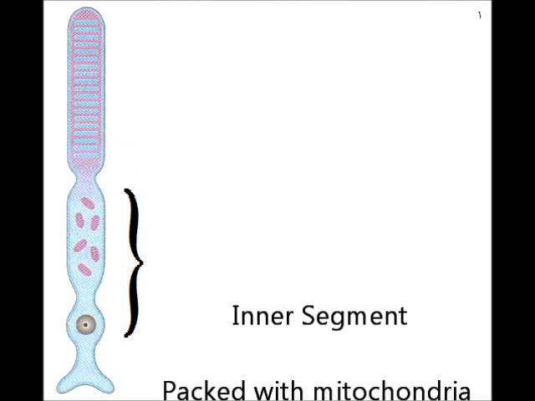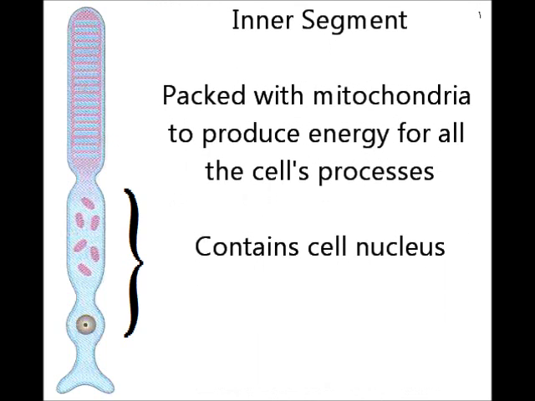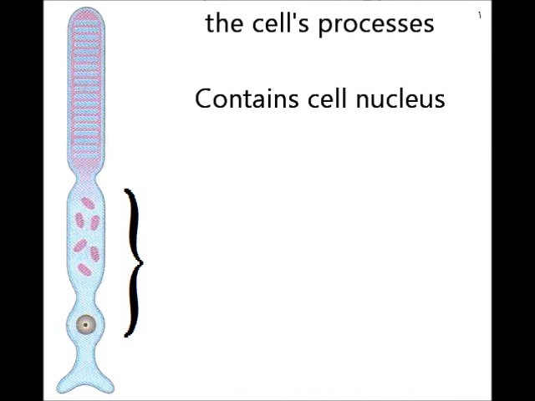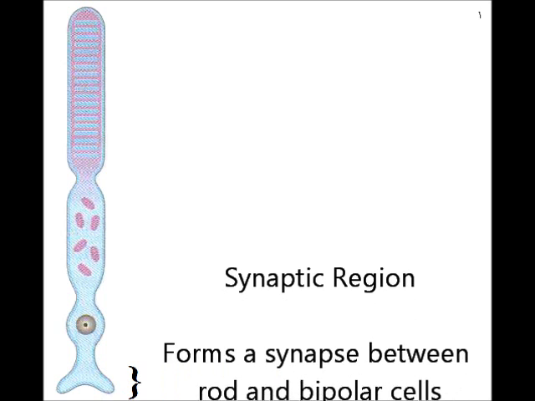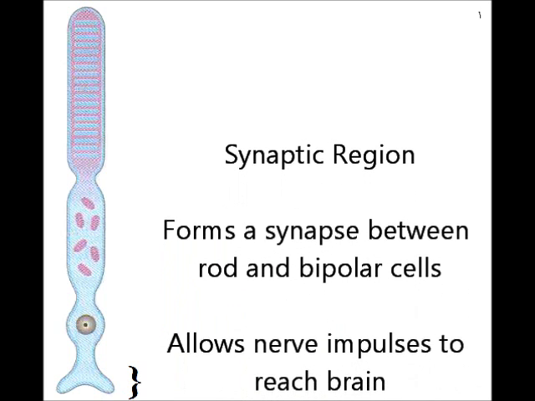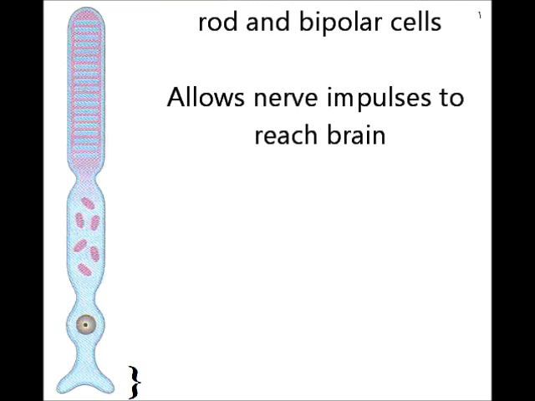Next we have the inner segment. This is packed full of mitochondria, which produce energy for the various processes. The cell nucleus is also located here. And finally, the synaptic region, which forms the synapse between its own cells and bipolar cells, allowing electrical messages to be sent to and from the brain from the rods.